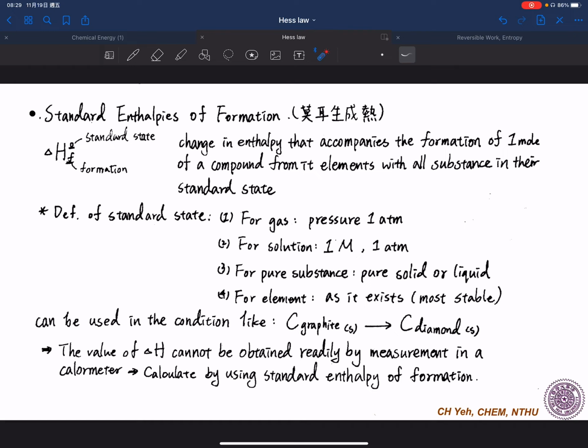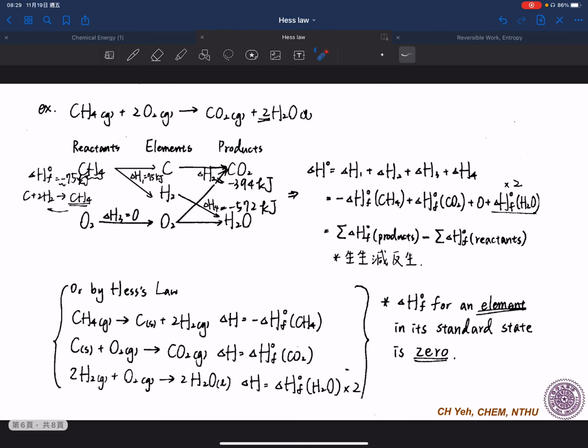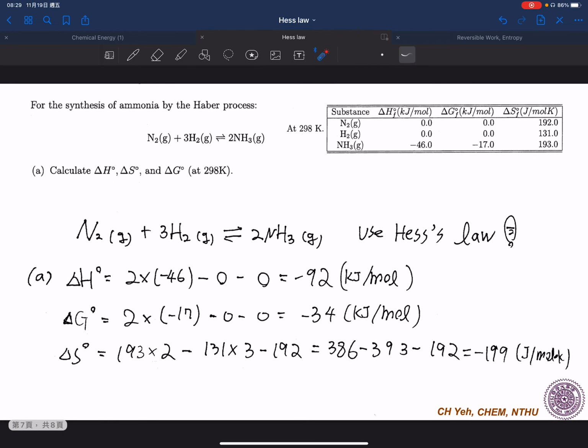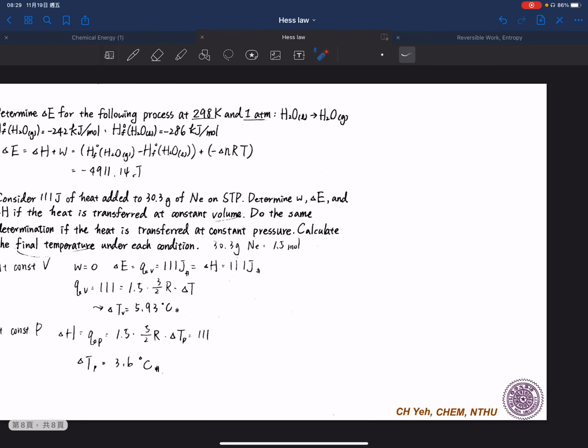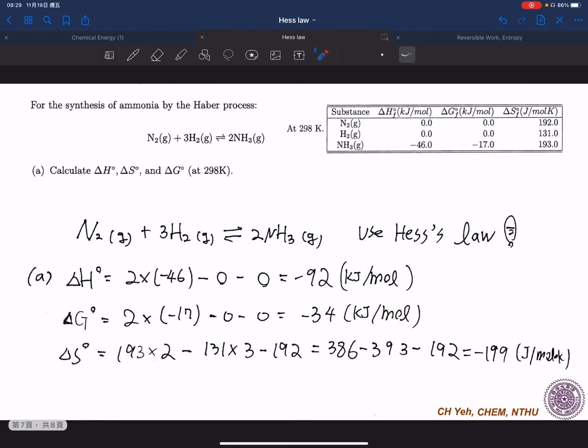The next part is standard enthalpy of formation. I think I should leave this to you because the PPT slide will be very easy to read. So I will skip this part and talk about just one question.